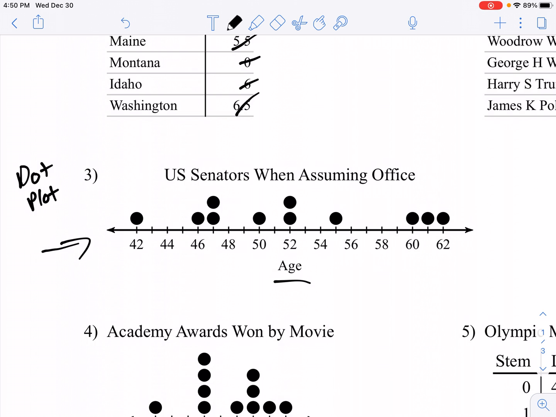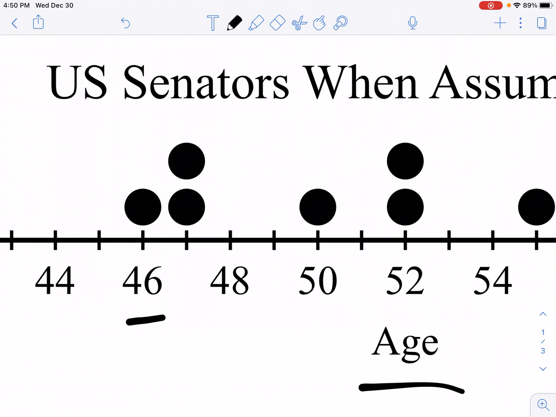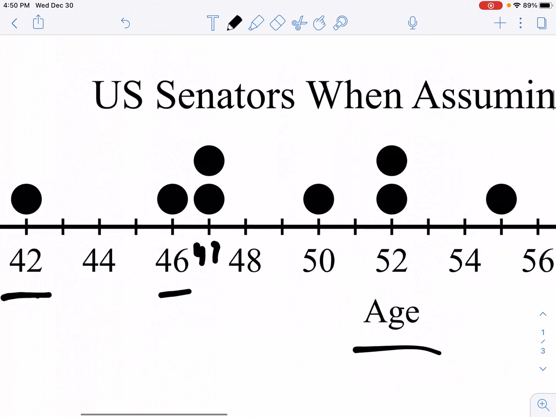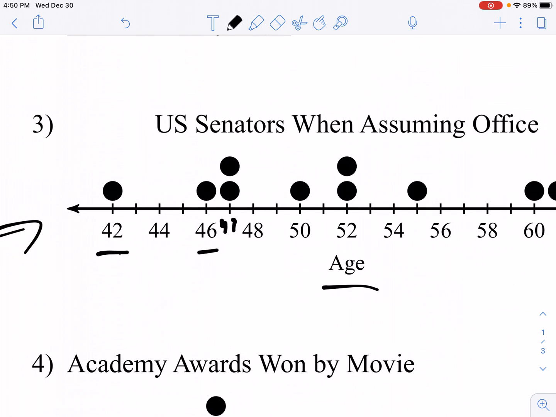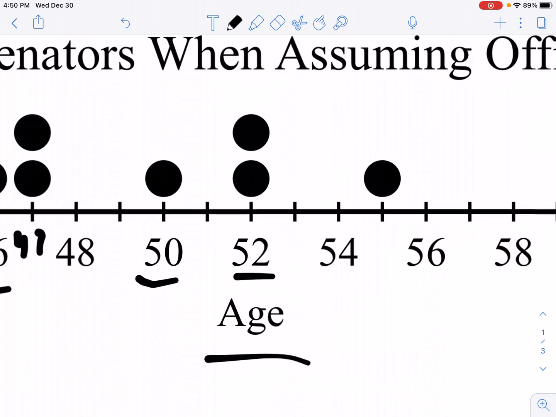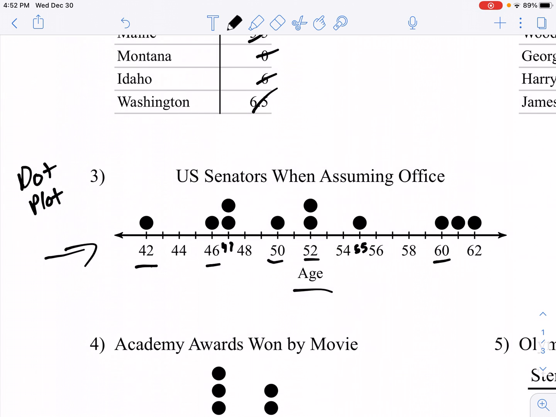So here, there's one individual that was 42, one individual that was 46. The numbers in between here, this would be 47. Maybe I can zoom in and write that in. Notice it's going by 2, so this would be 47. So 2 people were 47, 1 was 50, 2 were 52, 1 was 55, 1 was 60, 1 was 61, and 1 was 62. Okay, so that's how we read a dot plot.